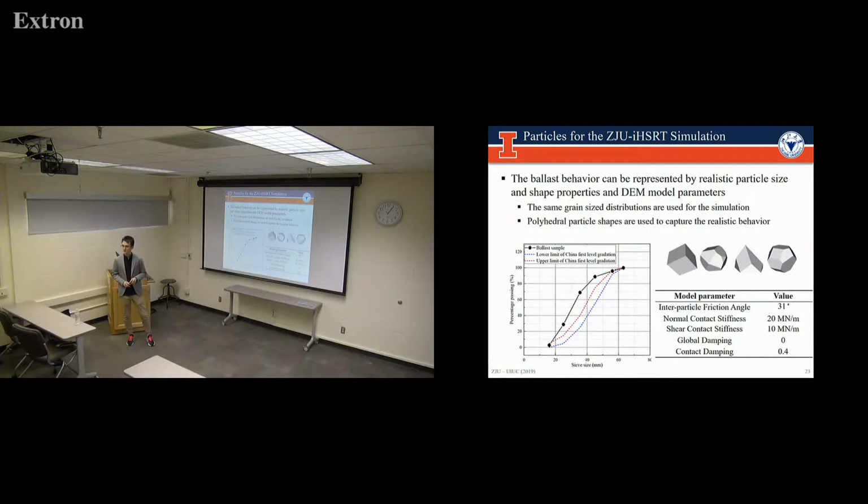Based on what did you determine that change? We compare the results with some lab experiments, and we basically try different friction angles and see which friction angle represents the same trends. And then we determine, so this is the parameter we want to use for the ballast.